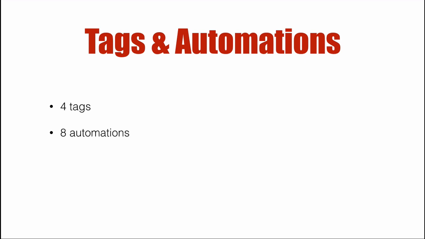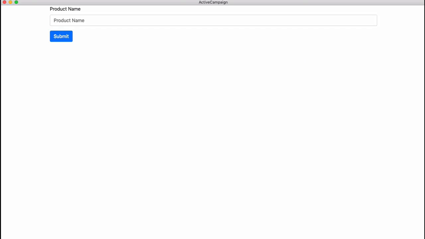And I actually created a tool that I'm going to show you to help with building the 4 tags and the 8 automations associated with a membership site. So let's dive right in. Super simple tool here. All you need to do is provide the product name, because that's the basis of your tag names and your automations.